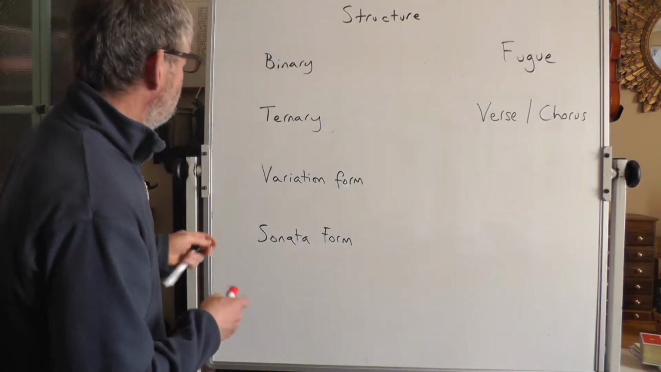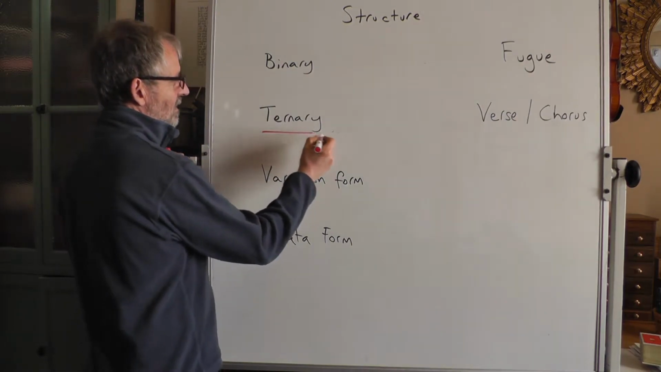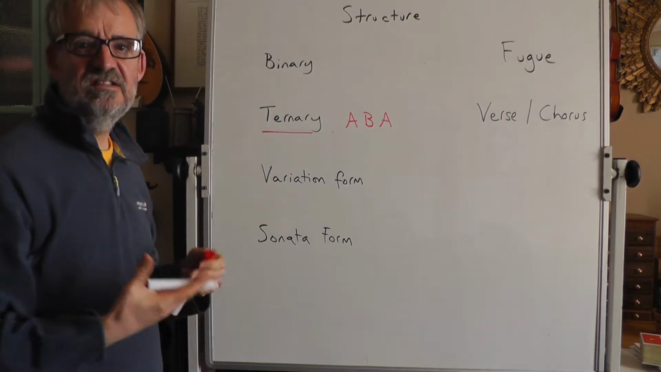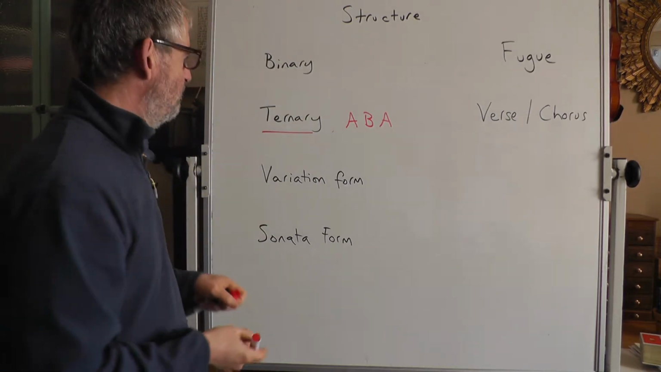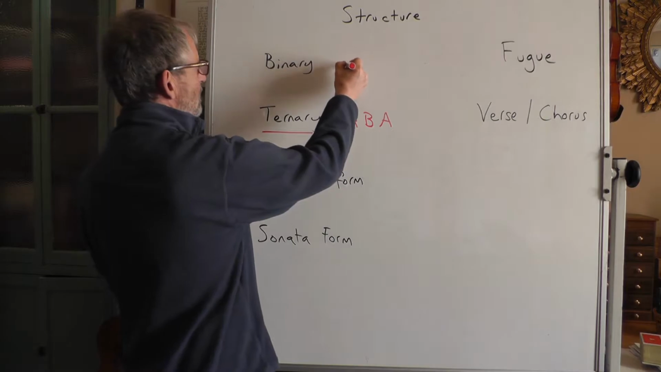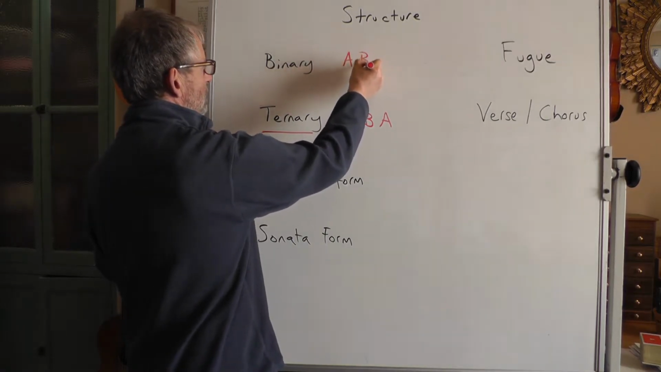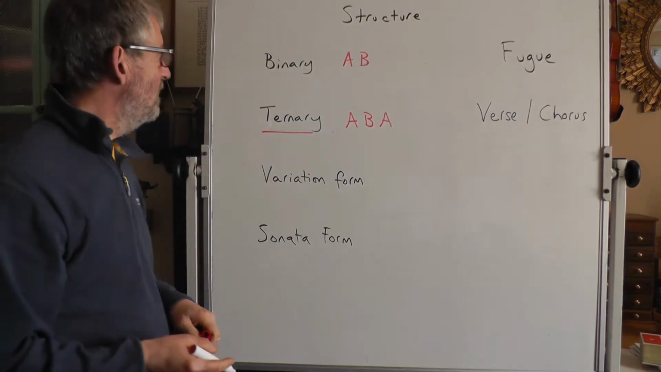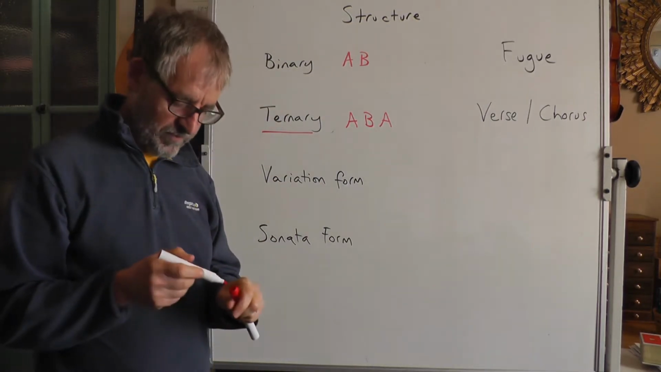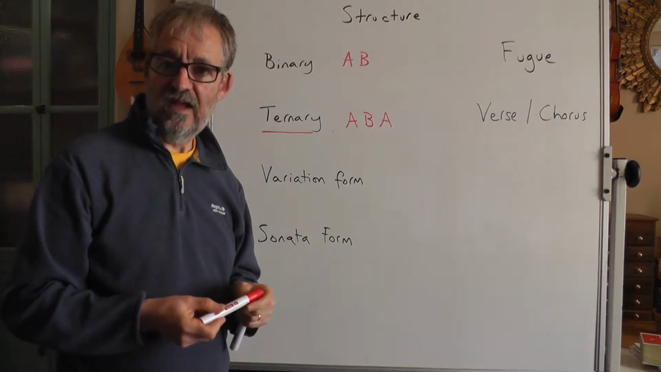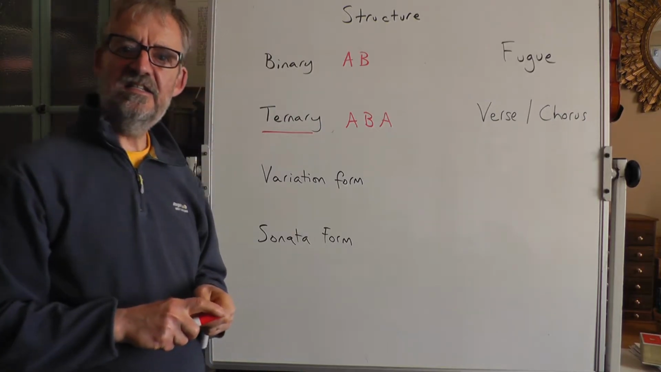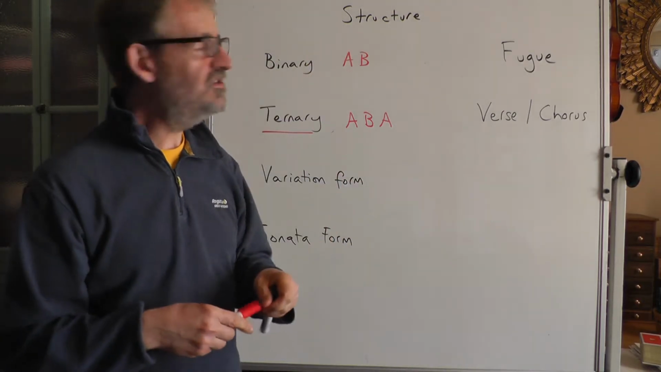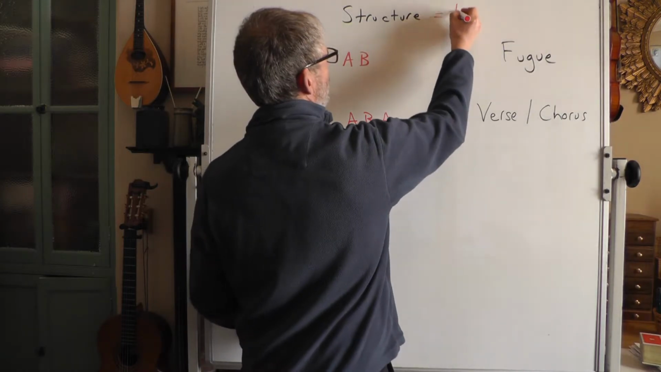Now, the Bach is ternary. Another way of expressing that is A, B, A. Ternary means 3 sections. Binary is 2 sections. Now, none of the pieces we're studying are actually in binary form, but you need to know what binary form is because you have to compose. And one of the easiest and most common forms or structures, so structure is the same as form.